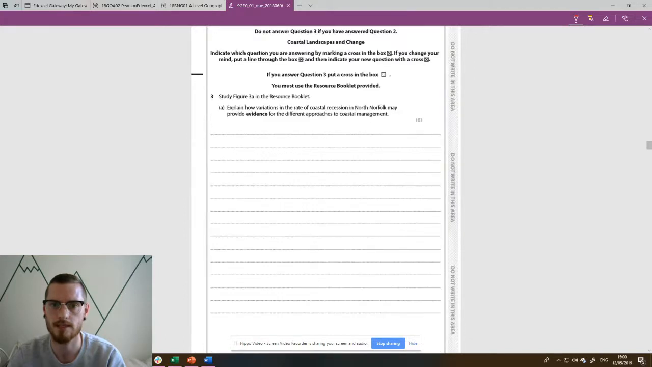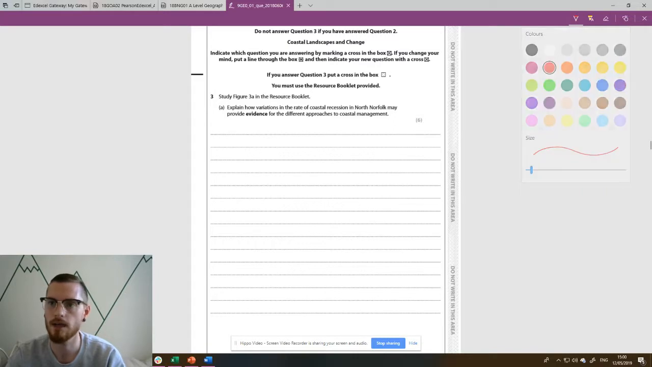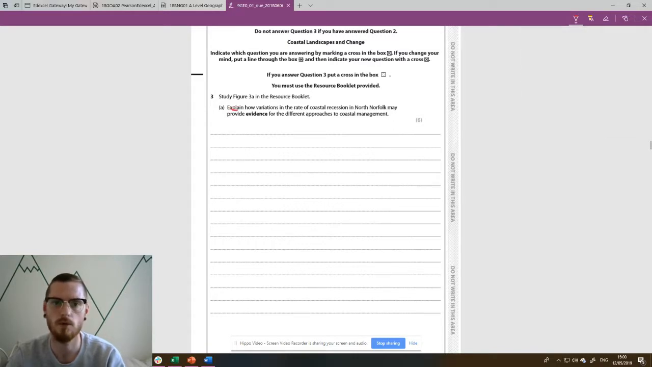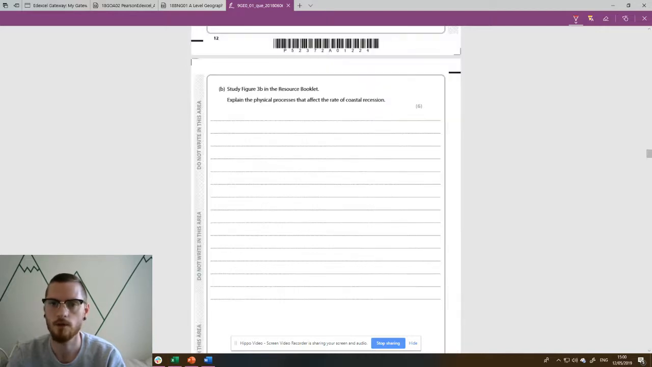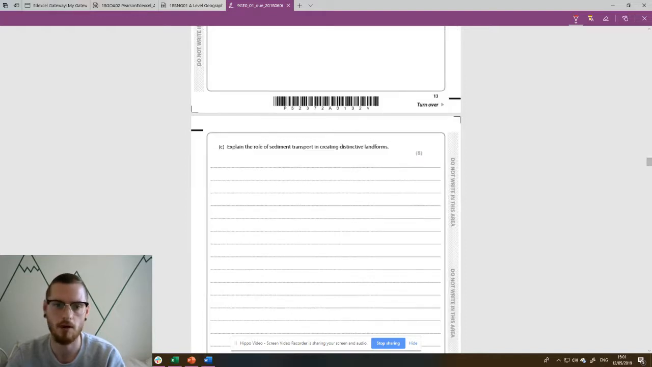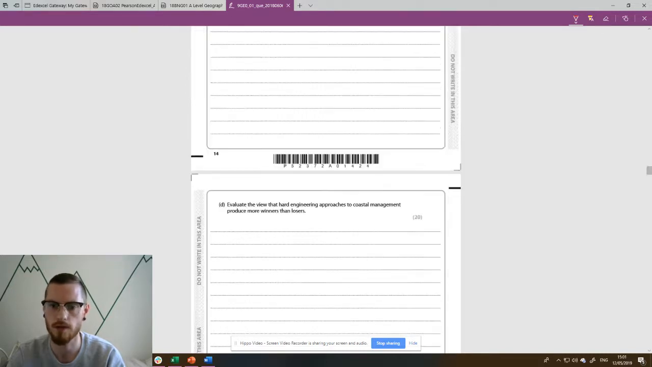You will be answering the next section of the paper here, which is coastal landscapes and change. This is going to begin with a 6-marker, and it is an explain question. There's the command word, 6 markers. Then we'll move on to the next question here, which is going to be another 6-marker, explain question for 6 marks. And we'll move through and we get an 8-mark question, which again is explain.